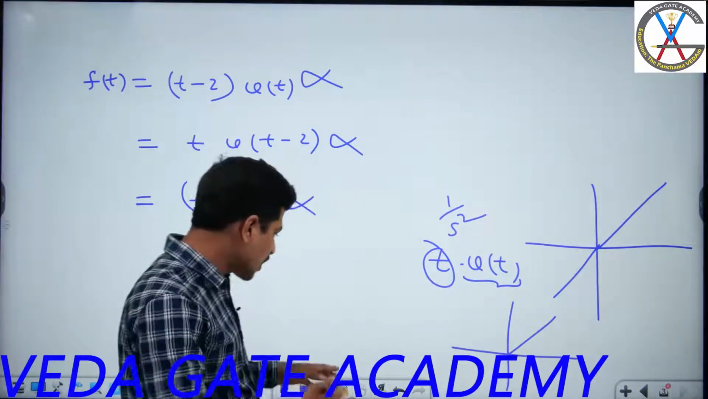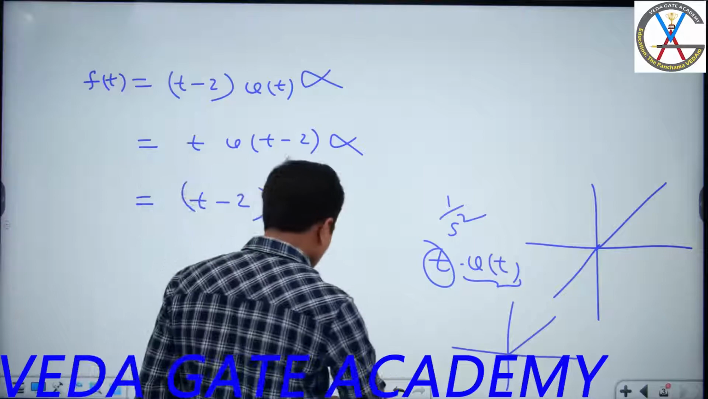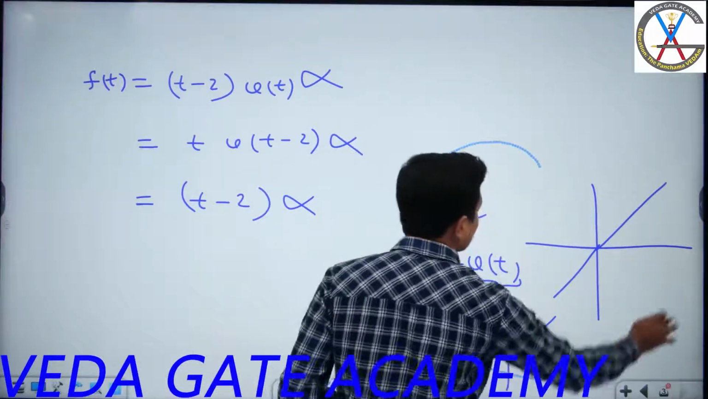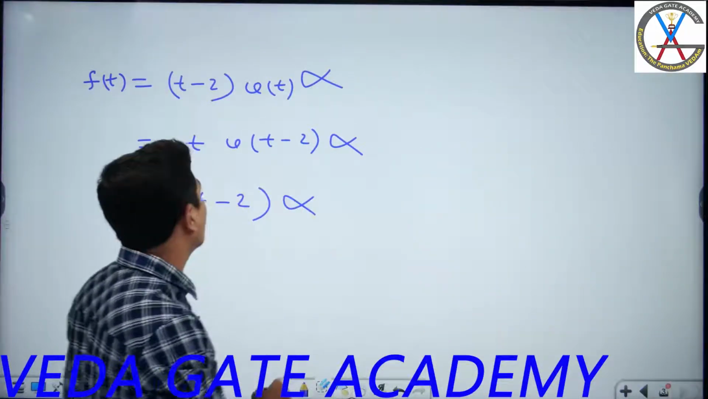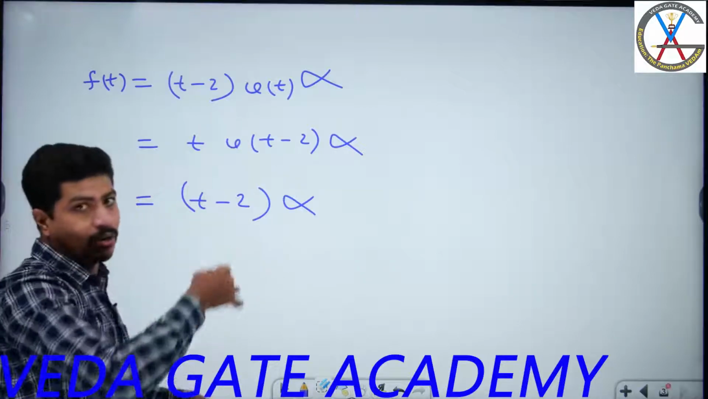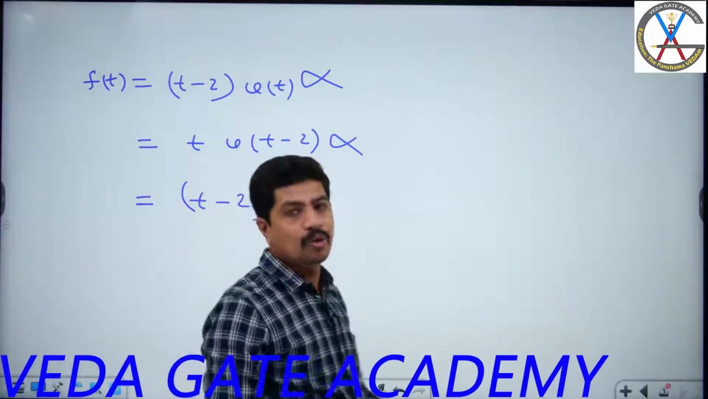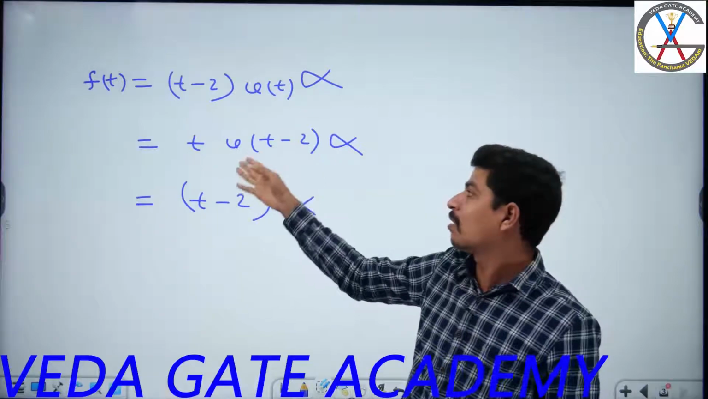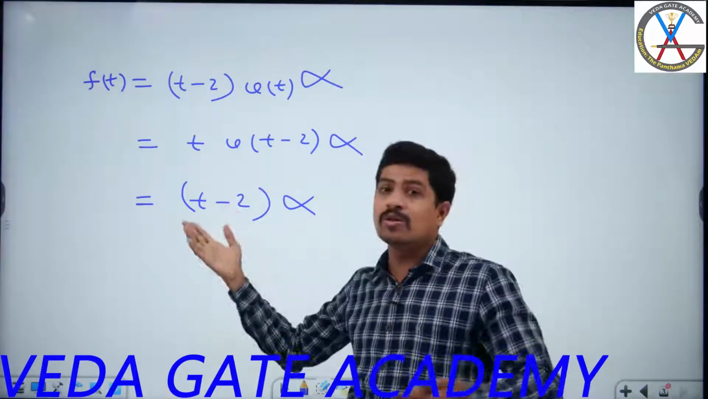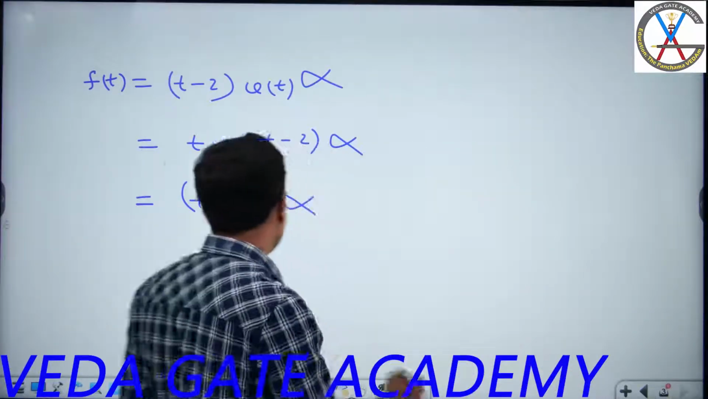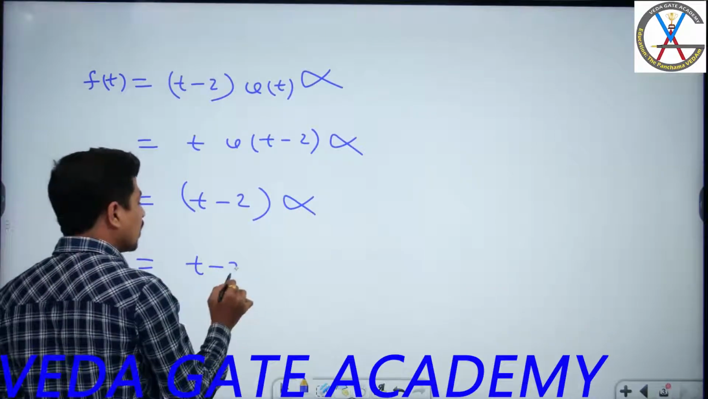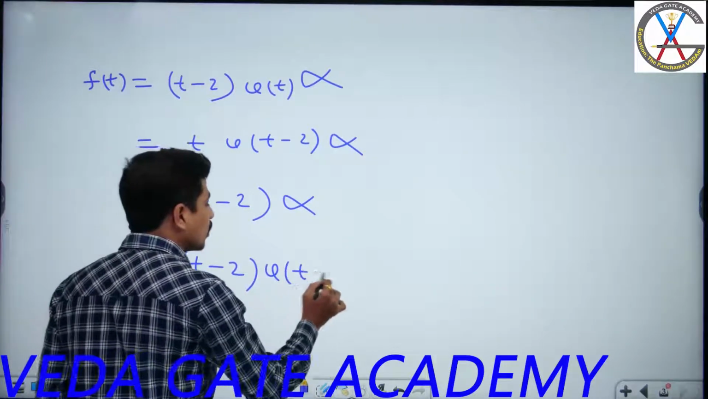So we will discuss the same question in another way. Graphically I'll prove how all these answers are wrong. You might have a doubt: sir, you said t minus 2 into u of t is wrong, t into u of t minus 2 is wrong, t minus 2 is also wrong, then what is the correct answer? As we wrote previously, t minus 2 into u of t minus 2 is correct.